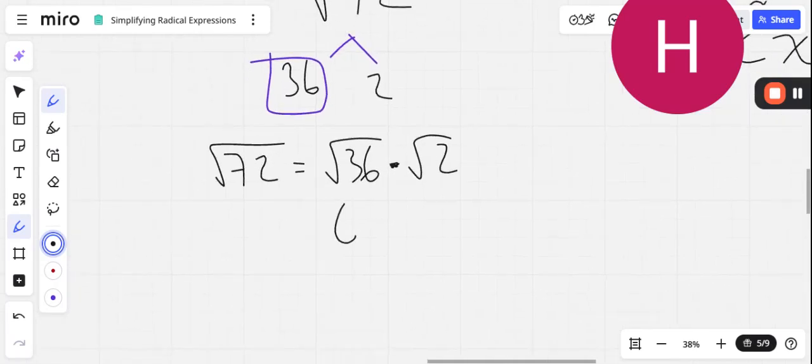And this will just directly turn into a 6, and this stays a square root of 2 because there are not 2 warriors to battle it out. There's only 1 two. So it doesn't have anyone to battle with. It stays inside of the radical.